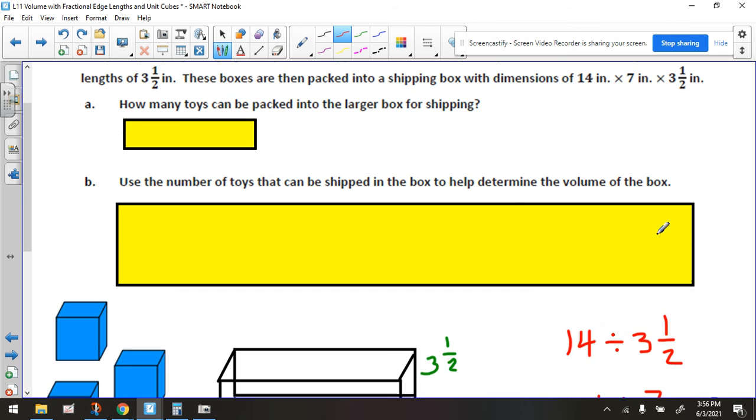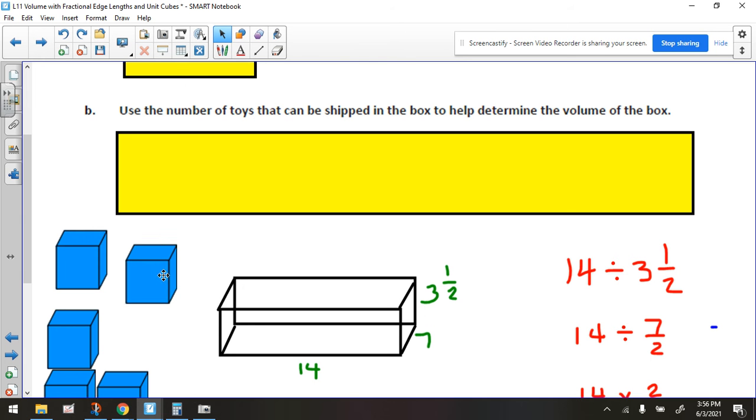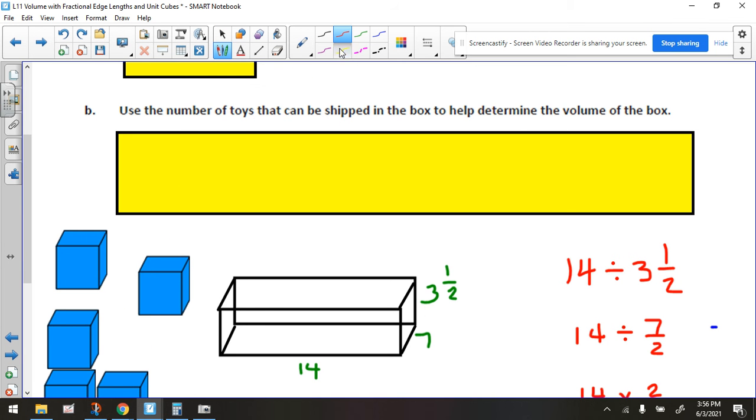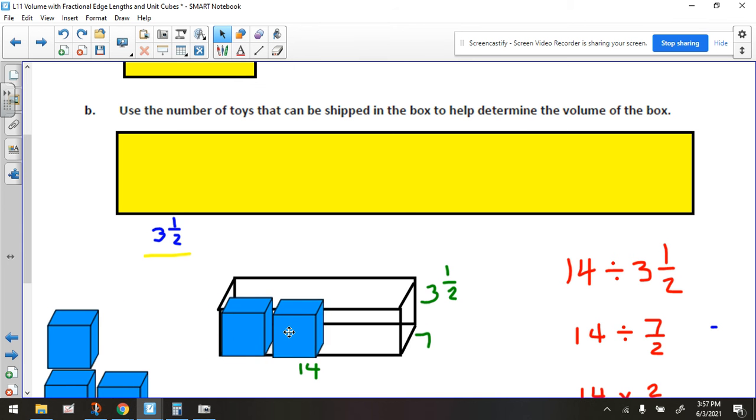of the box. All right, so I tried to draw the shipping box, and I tried to recreate the little toy boxes, which I have represented here in blue. So remember that the side lengths on this thing, that means that this length right here that I just highlighted in yellow would be 3.5 inches. So we have to basically figure out how many of these things can we fit going across. How many can we fit going across?